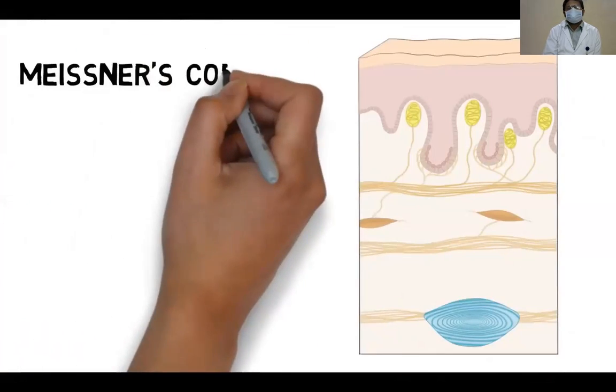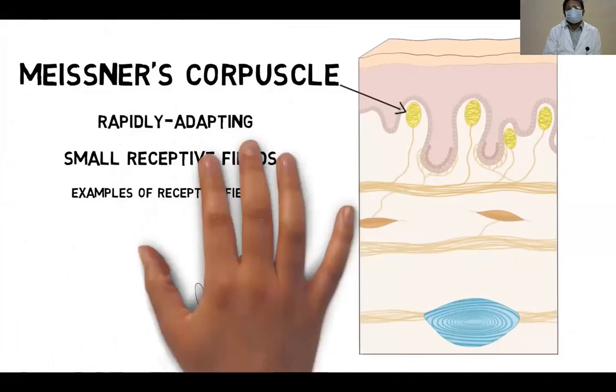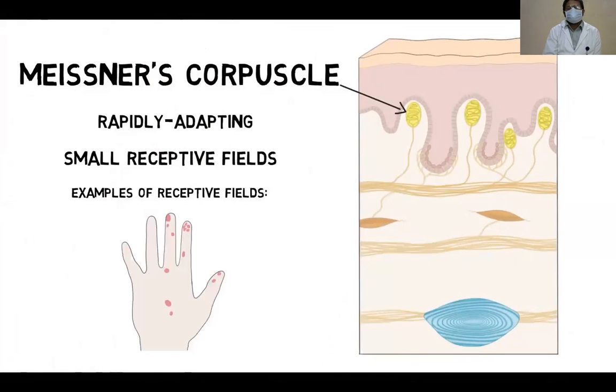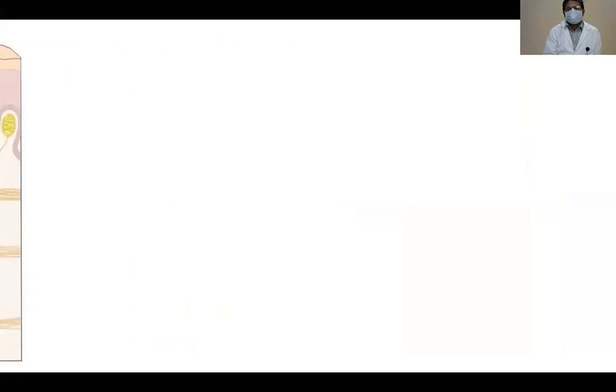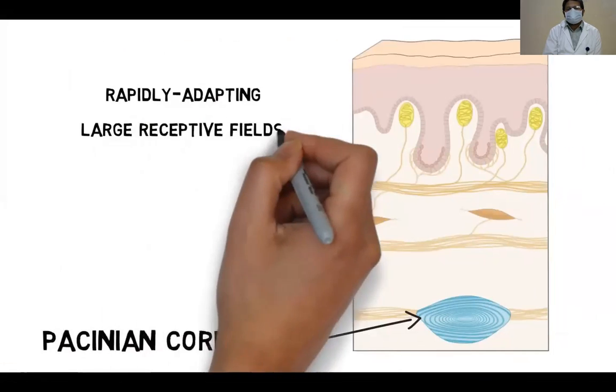Meissner's corpuscles are rapidly adapting receptors. They have relatively small receptive fields, but their spatial resolution is inferior to that of Merkel's discs. They are especially effective at transmitting information about movement between the skin and another surface. This can be used to sense texture and to detect if an object is sliding past the skin, which is important for maintaining grip. Pacinian corpuscles are rapidly adapting receptors with very large receptive fields.